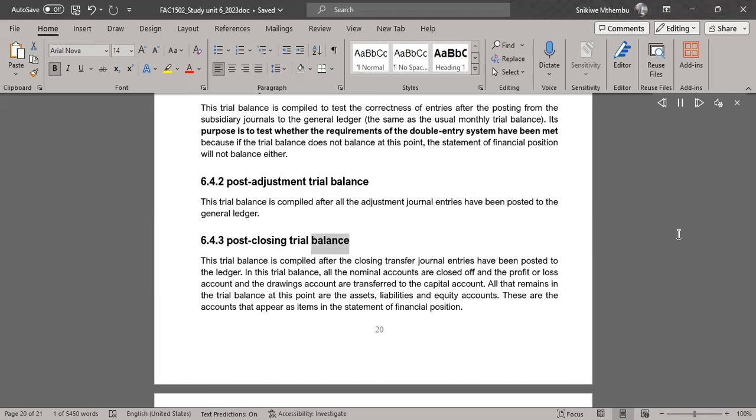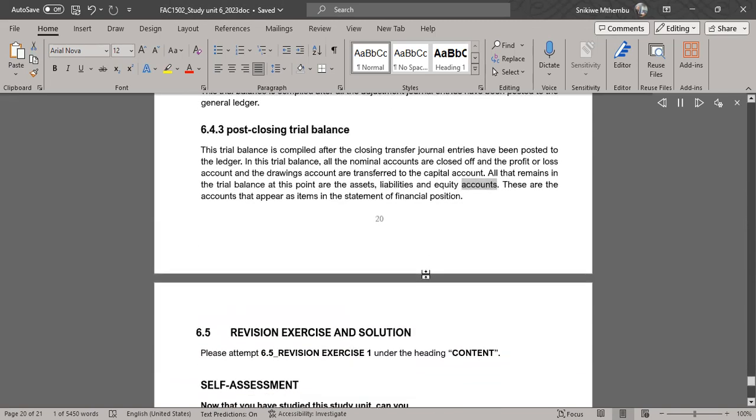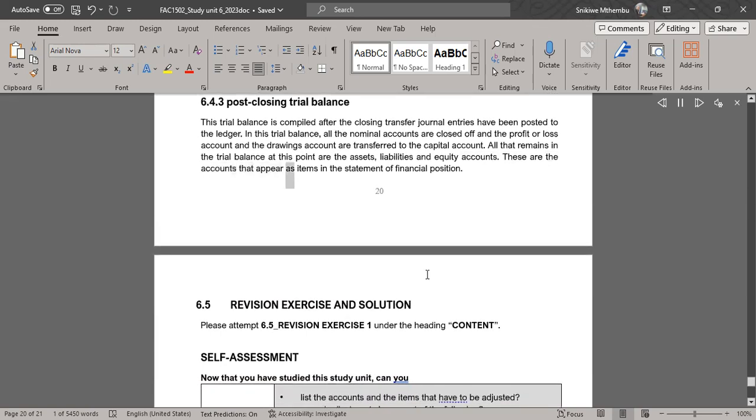6.4.3 Post-closing trial balance. This trial balance is compiled after the closing transfer journal entries have been posted to the ledger. In this trial balance, all the nominal accounts are closed off and the profit or loss account and the drawings account are transferred to the capital account. All that remains in the trial balance at this point are the assets, liabilities, and equity accounts. These are the accounts that appear as items in the statement of financial position.